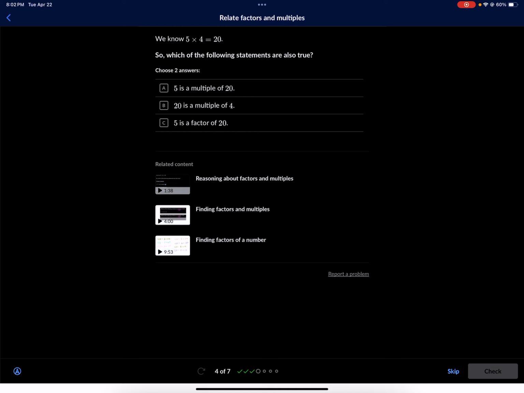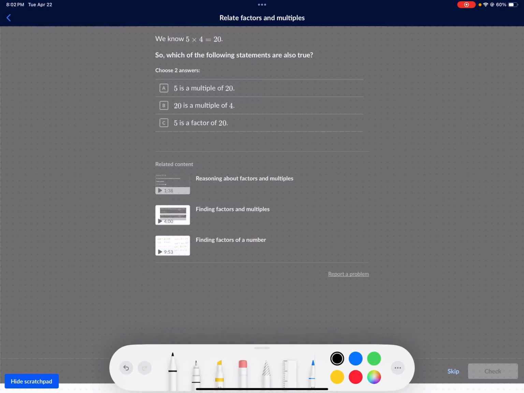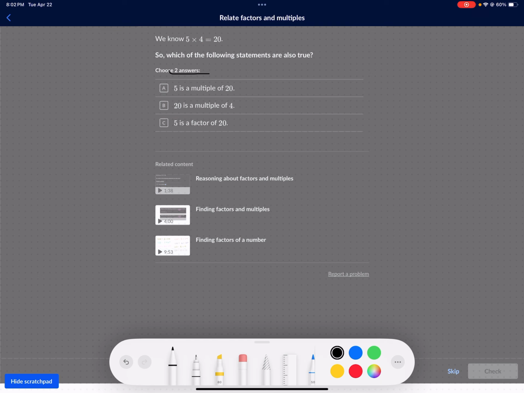5 is a multiple of 20, 20 is a multiple of 4, 5 is a factor of 20. So we have to pick two answers here, and we need to find the answer that is false. Choice A, 5 is a multiple of 20. So no, it's the other way around, because it would be 20 is a multiple of 5. So remember, if a number is smaller than the number in between, so 5 is less than 20, you learn in primary school.